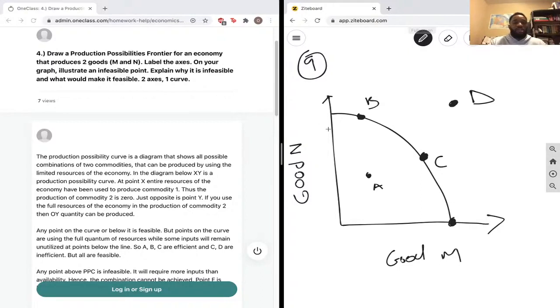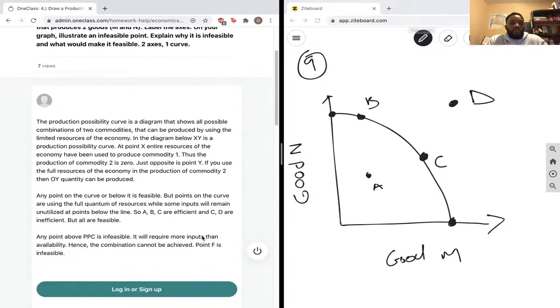And just as opposite, the point Y, if you use the full resources of the economy to produce the commodity number 2, then OY can be produced. Again, it's kind of hard to interpret this without the graph. So again, if you're producing only good N, this would be the point right here. It would be right on the y-axis. If you're producing only good M, it would be right on the x-axis.